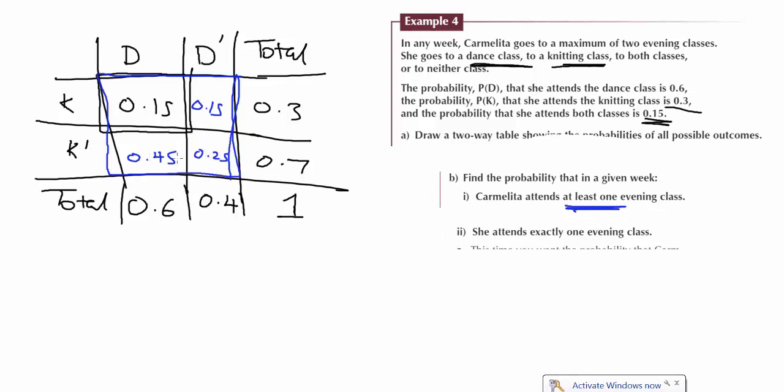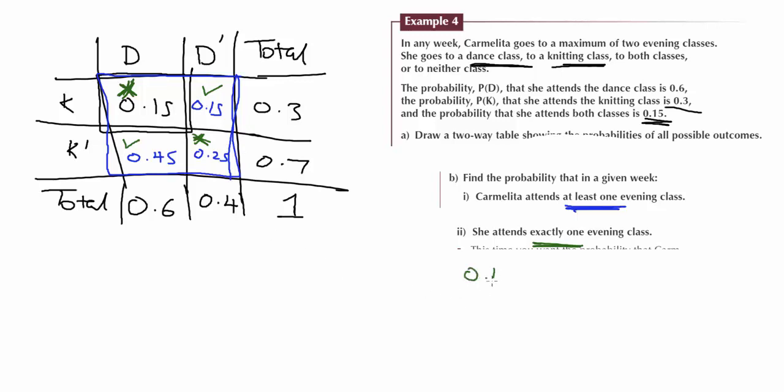The first question is, do we want this one? Well, no, she's attended both. So nope, we don't want it, because we want exactly one class. This one is good because she's attended knitting, but not dance. That's one class. This one is good. She's attended dance, but not knitting. And over here, this is not knitting, not dance class. She's just literally had a very chilled week. She's not done anything. So it's just those two.